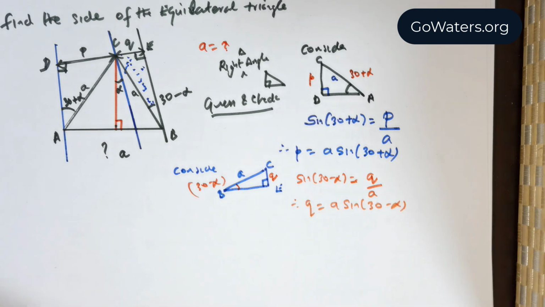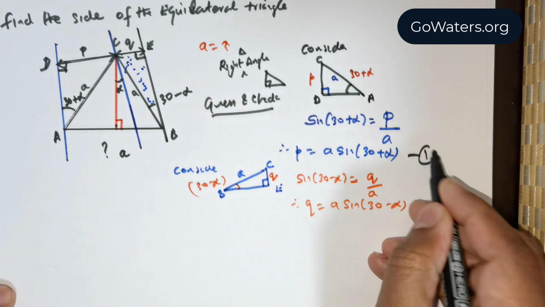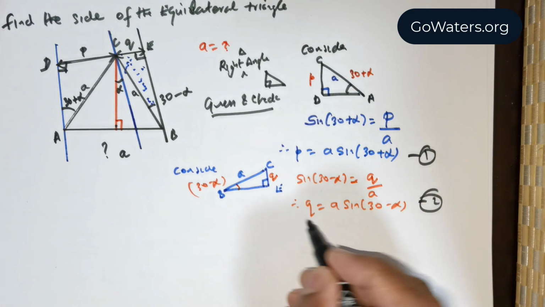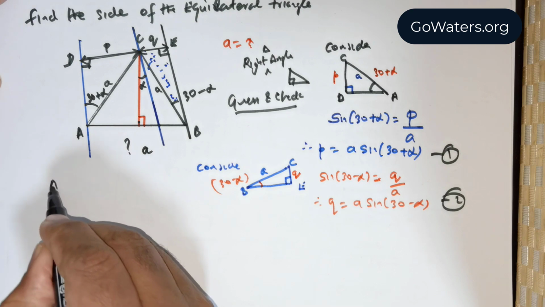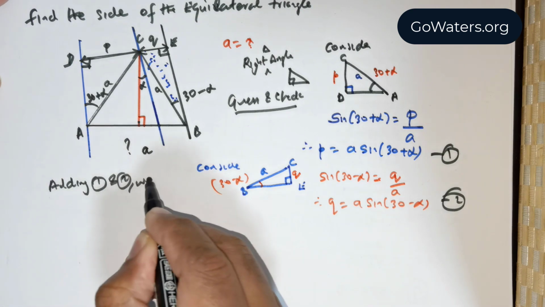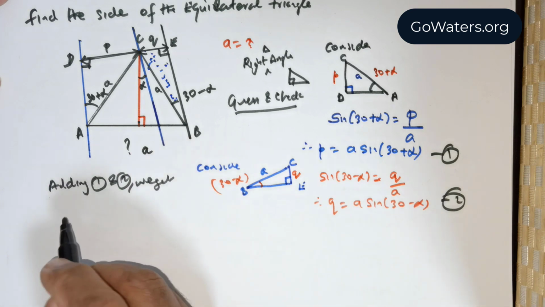So I've got two systems. I've got a system here and I've got a system here. What I wish to do is add 1 and 2. So let me write it down here. Adding 1 and 2, what do we get when you add 1 and 2?